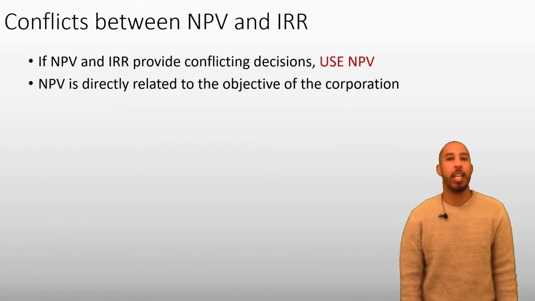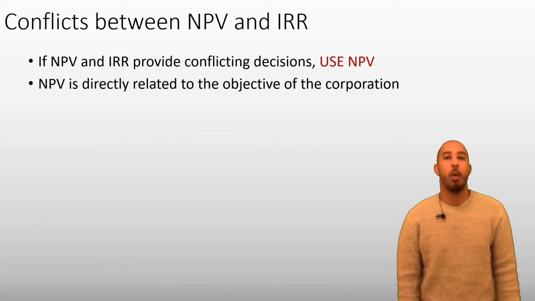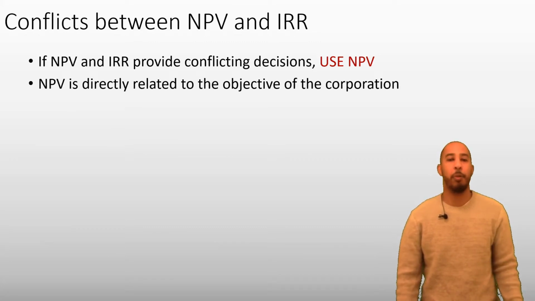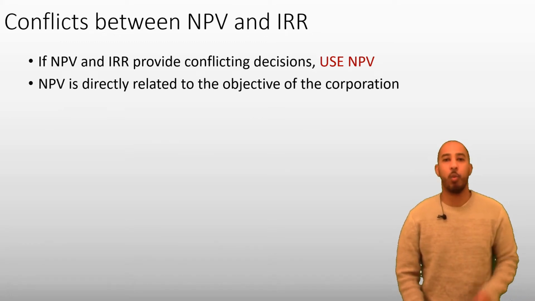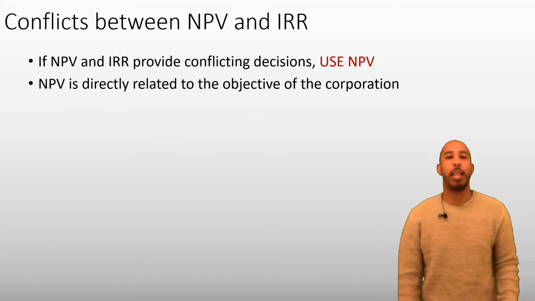I want to quickly touch on an issue that pops up from time to time. What if you're evaluating a project and get conflicting outcomes from the NPV and IRR decision rules? For example, the NPV rule says accept the project, but the IRR rule says reject. If that turns out to be the case, then you should always follow NPV. Remember, NPV tells us how much the project will increase the value of the company and thus how the owners will be impacted. And that directly aligns with the objective of the corporation. So whenever there's a conflict, the default should be net present value.